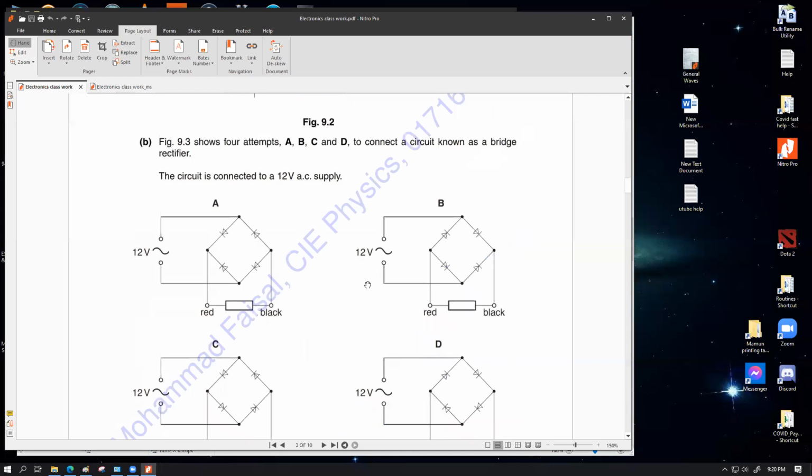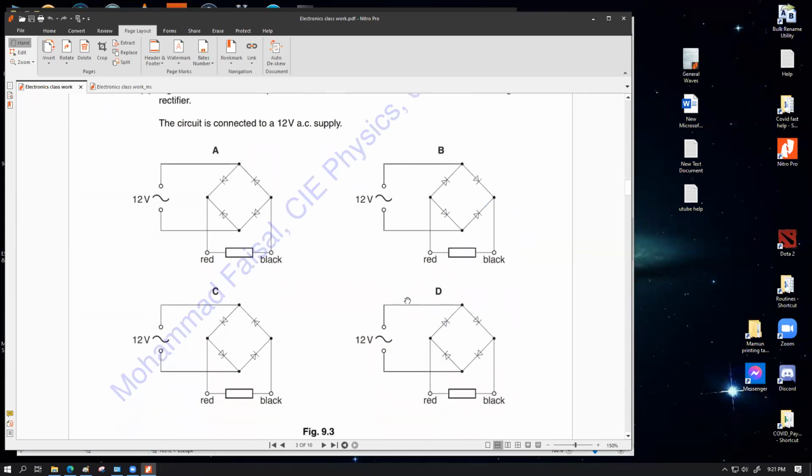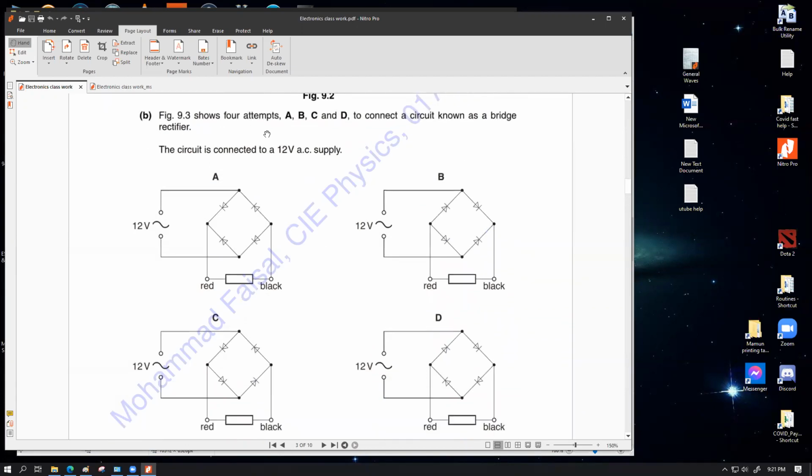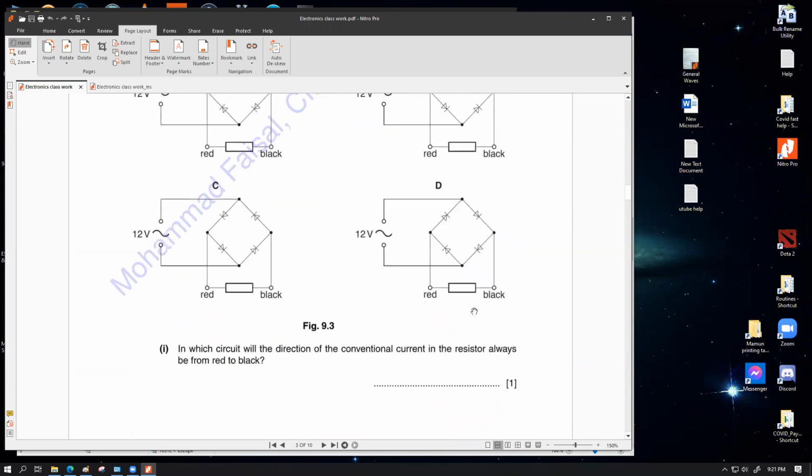Now comes this interesting behavior, which I'm going to talk about. This is a pretty interesting thing. This is actually not a part of the syllabus, but since it is available, I might as well discuss this with you. Figure 9.2 shows 4 attempts A, B, C, and D to connect a circuit known as a bridge rectifier. The circuit is connected to a 12-volt AC supply. There are 4 options. Looks like an MCQ question, but trust me, it's not.